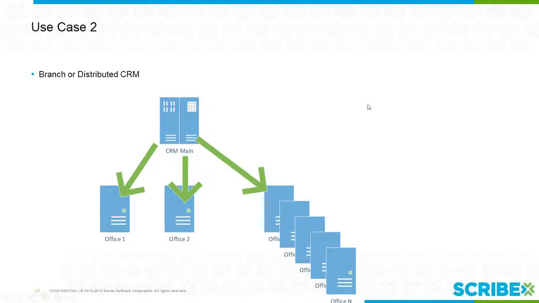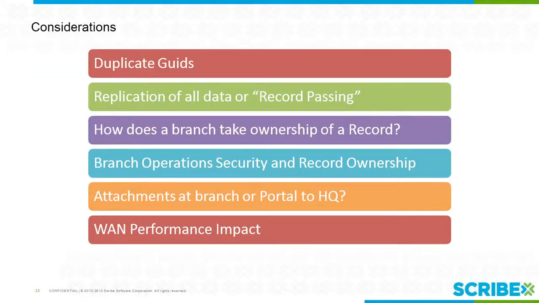So that's another topology that we're seeing come up even again in some of the more highly regulated environments where they've got 3 or 4 CRM systems, one for each division. So a couple things that always come up during these conversations: do we want to duplicate the GUIDs?